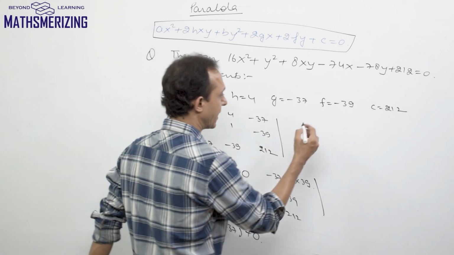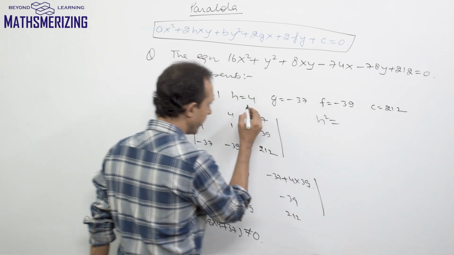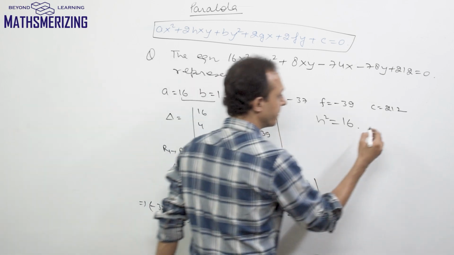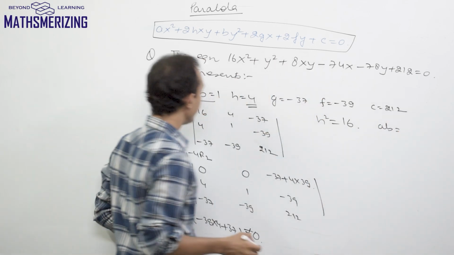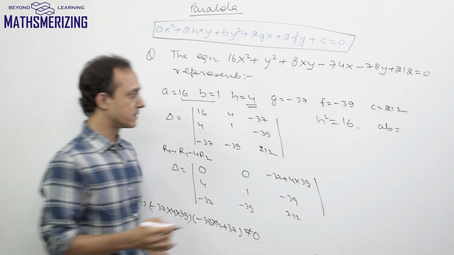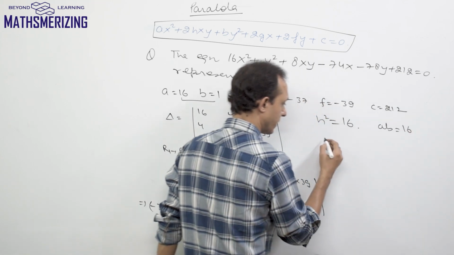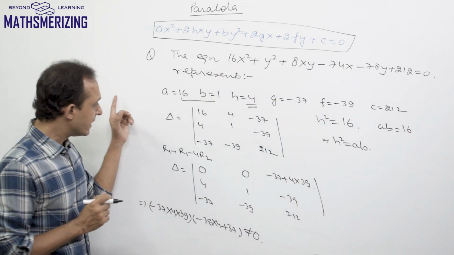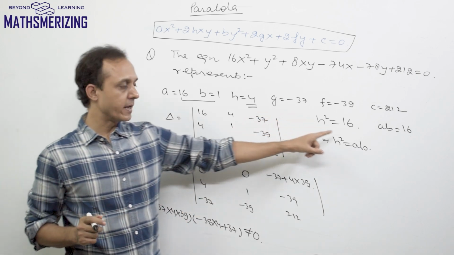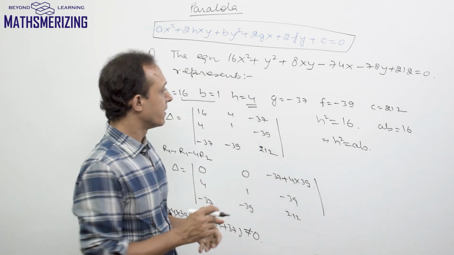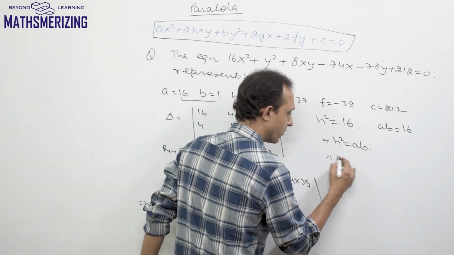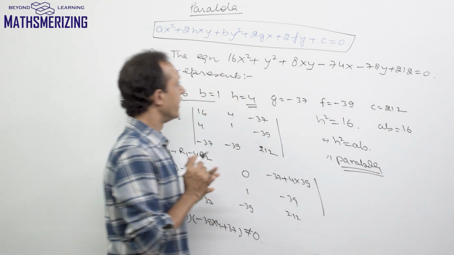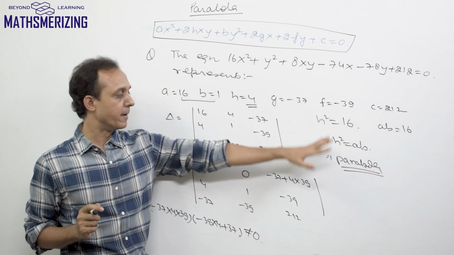So next, I'll find h square. h square in this case is 16. We'll also find a into b. The value of a into b is 16 into 1, which is 16. So here I get h square equals ab. When delta is unequal to 0 and h square equals ab, this equation represents a parabola. So basically, it is a second degree equation of a general parabola.